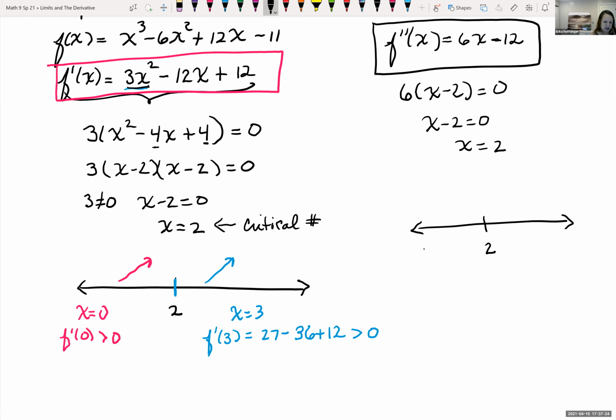So let's check it. Choose something to the left. So how about x equals 0? Plugging it in, though, to the second derivative. So f double prime of 0 gives us back negative 12. So this is less than 0. It's concave down.